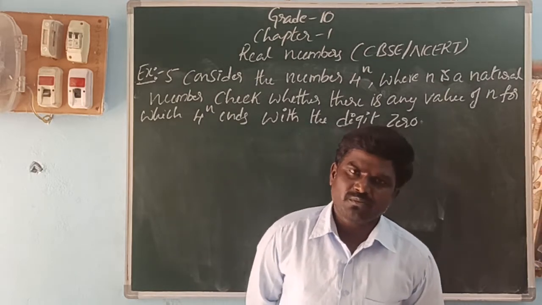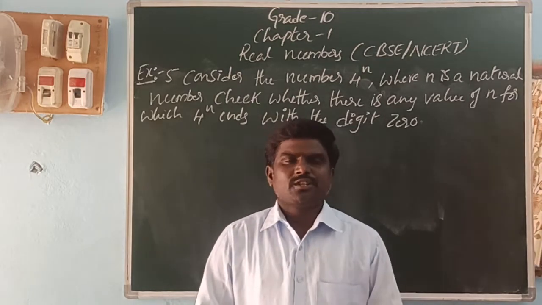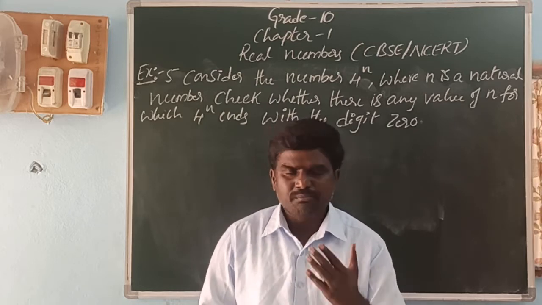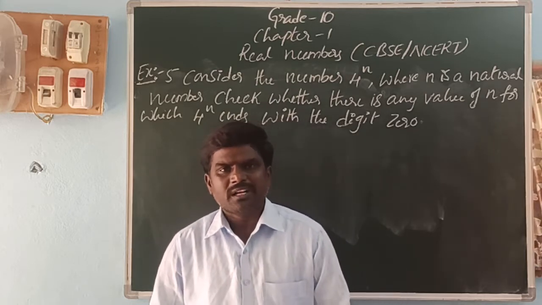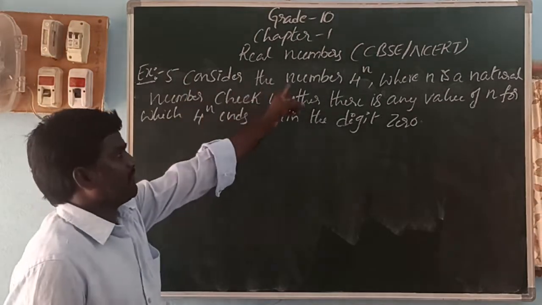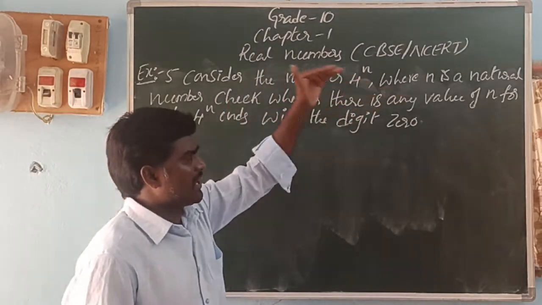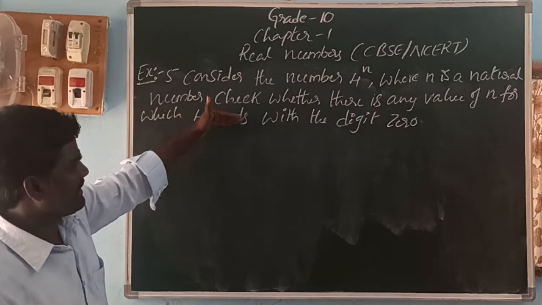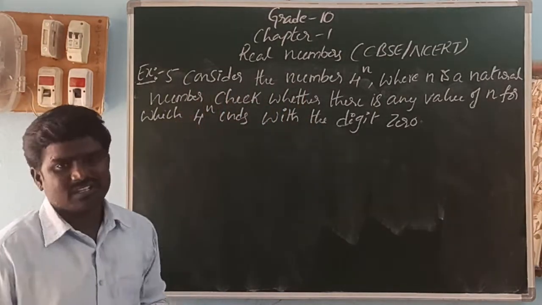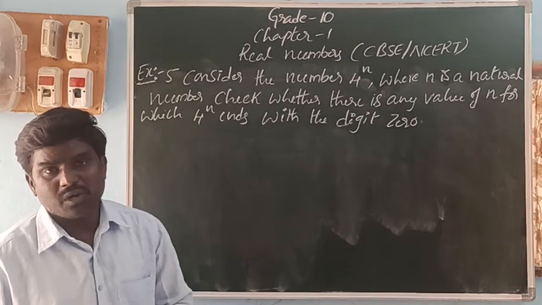So what is the division by 10 rule? A number which is divisible by 10 has its unit digit 0, or it is divisible by 2 and 5. That means the number which is a multiple of 2 and 5 ends with the digit 0. So consider the number 4 power n where n is a natural number. Check whether there is any value of n for which 4 power n ends with the digit 0. If it ends with the digit 0, the number 4 power n is a multiple of 2 and 5, so its prime factorization contains 2 and 5.